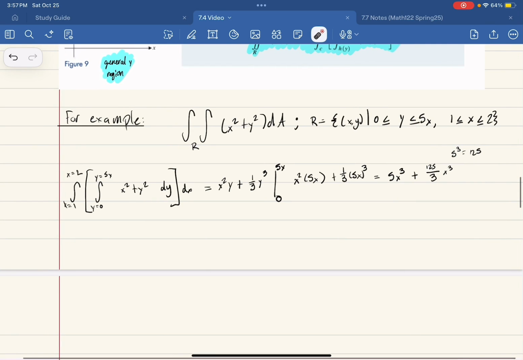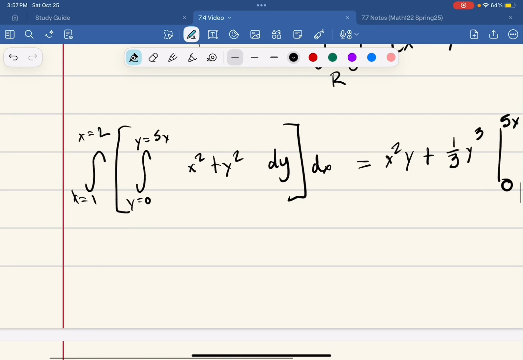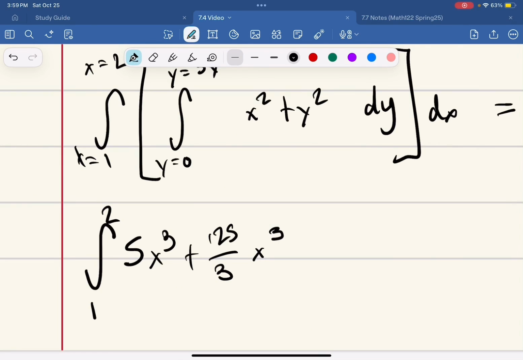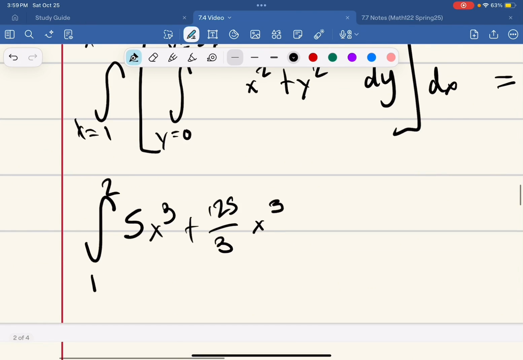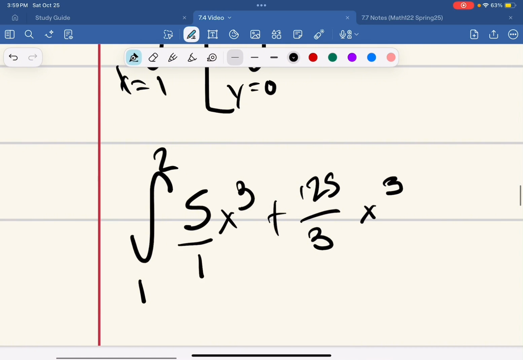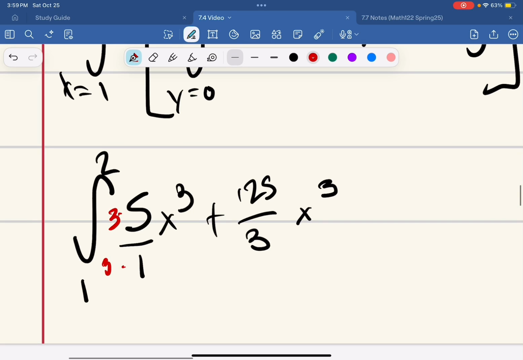Okay, let's move to the bottom here now. We're solving for 5x^3 plus 125 over 3 x to the third dx. So messed up. Okay, and I know that 5 can go into 125, obviously. So we'll pretend there's a 1 here. I'm going to multiply by 3.